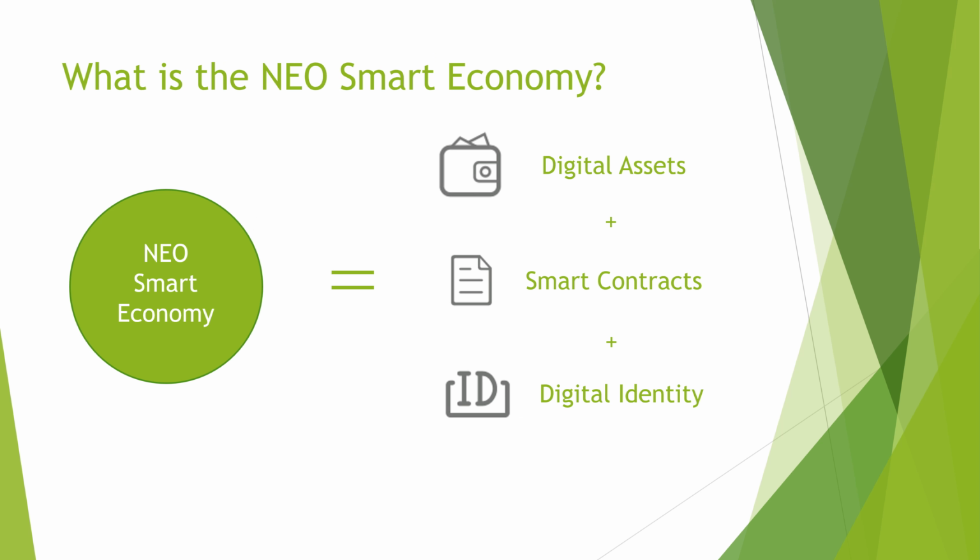What is the Neo Smart Economy? There's three primary components. The first starts with digital assets, the crypto assets, such as the native currencies on the Neo blockchain, Neo and Gas, as well as the new tokens that can be minted on the Neo blockchain. It also consists of smart contracts, which is essentially code that is stored on the blockchain and executes on the blockchain against data that lives on the blockchain. And finally, the concept of digital identity.